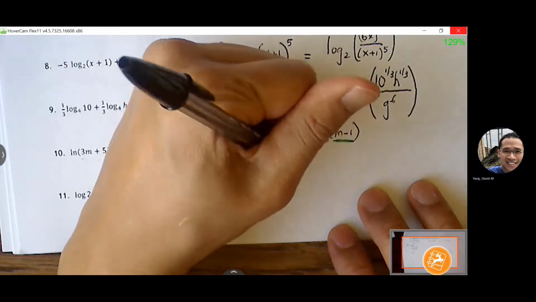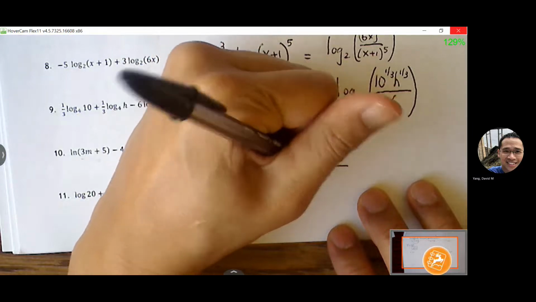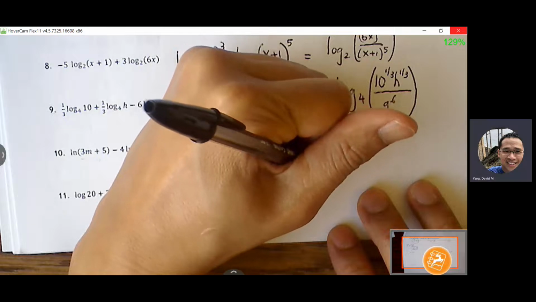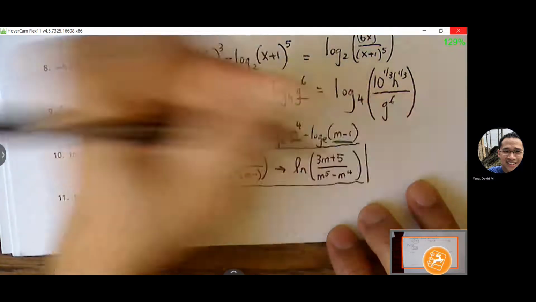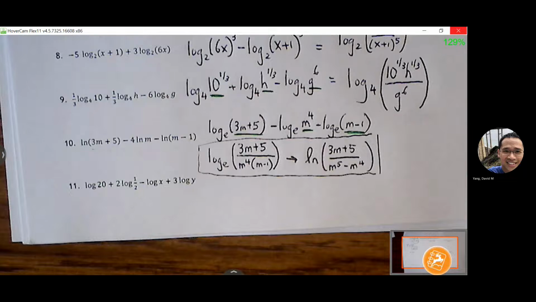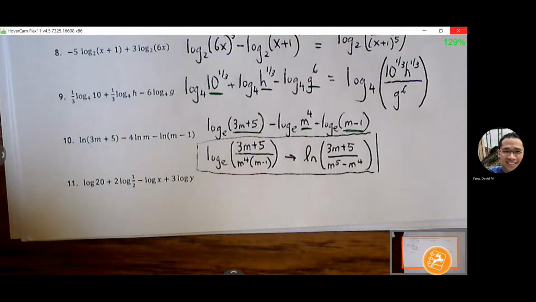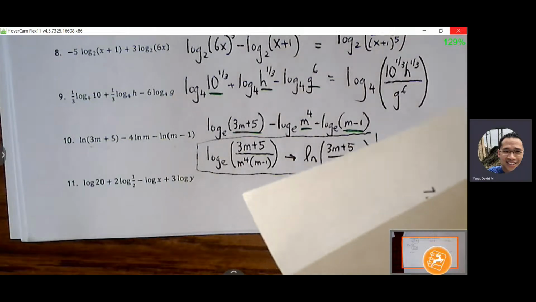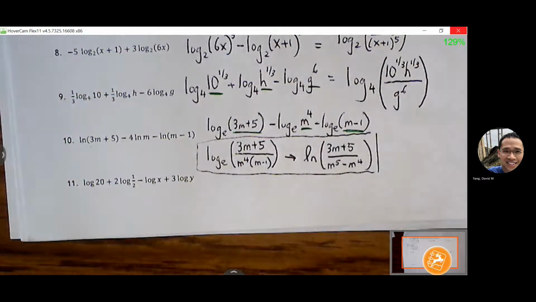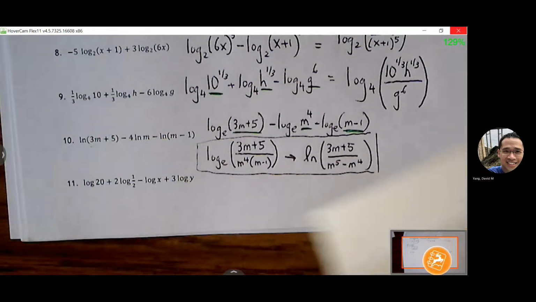Can further clean up. Distribute that m to the 4th if you like, but either is fine. Okay, number 11.